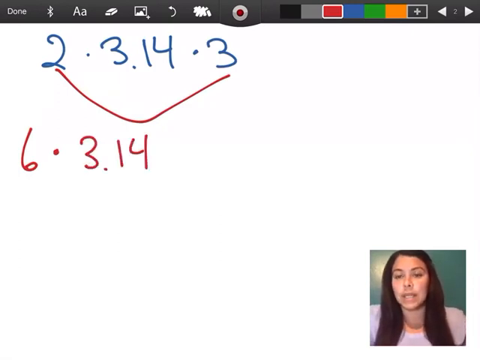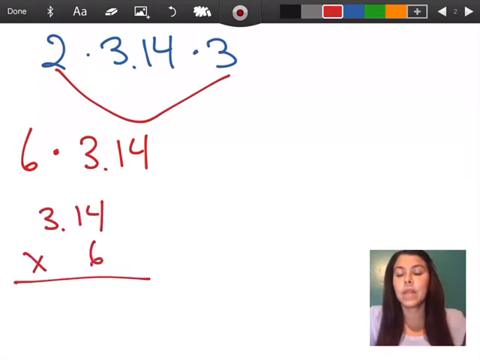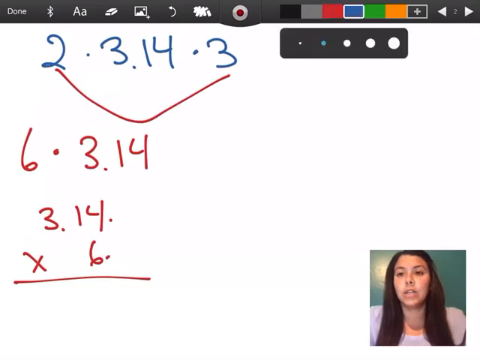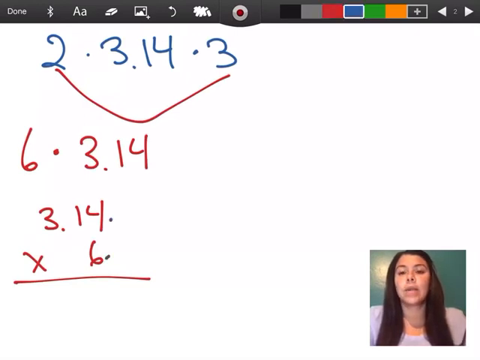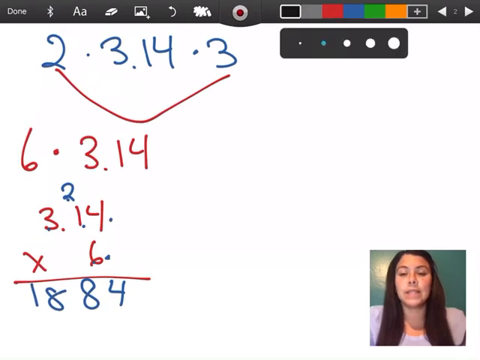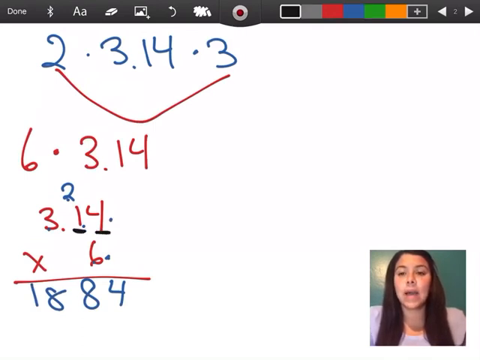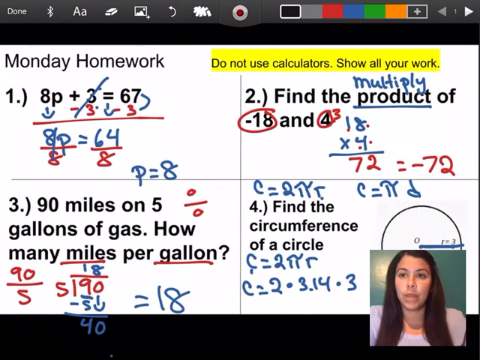So now I'm going to set up my multiplication. 3.14 times 6. 6 times 4 gives me 24. I'm going to carry my 2, bring down my 4. 6 times 1 gives me 6, plus 2 gives me 8. And 6 times 3 gives me 18. Since I have a decimal, I must count how many spaces are after my decimal. I have 1, 2. So I'm going to move my decimal 2 spaces. That means my answer is 18.84.